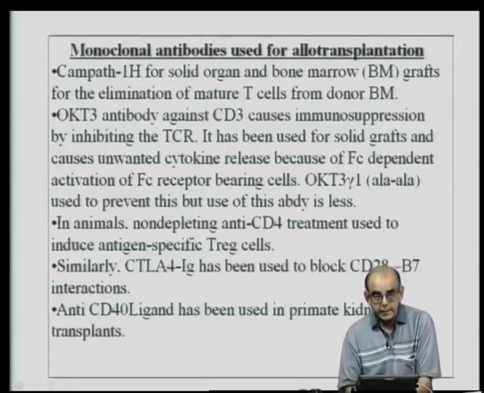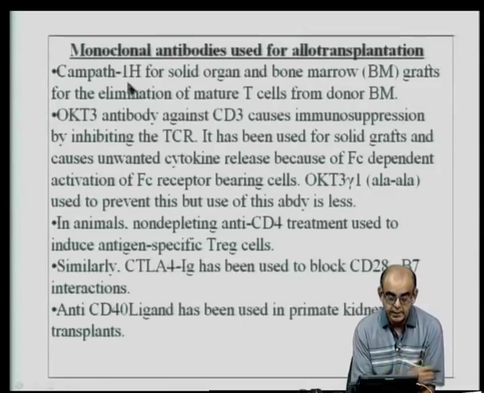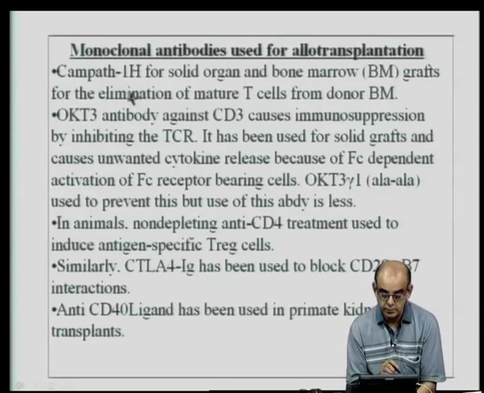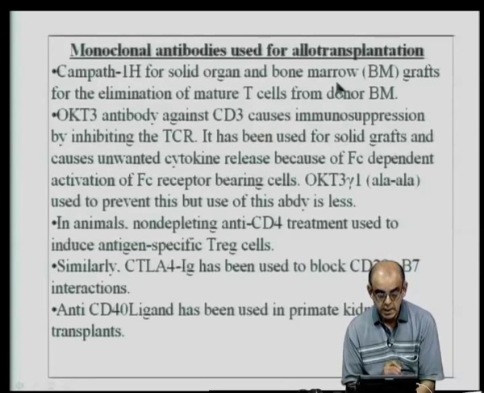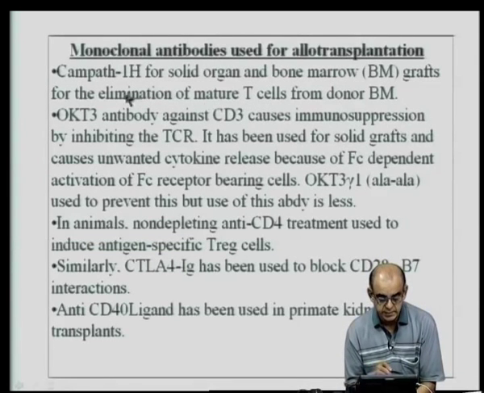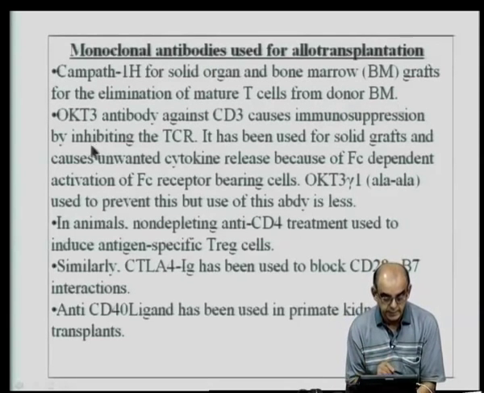Of course, monoclonal antibodies have also been used in transplantation, for example, Campath H, as I told you earlier. It has been used for solid organ and bone transplantation grafts and for the elimination of mature T cells, because it binds to T cells from the donor bone marrow. So, GVHD can be inhibited.